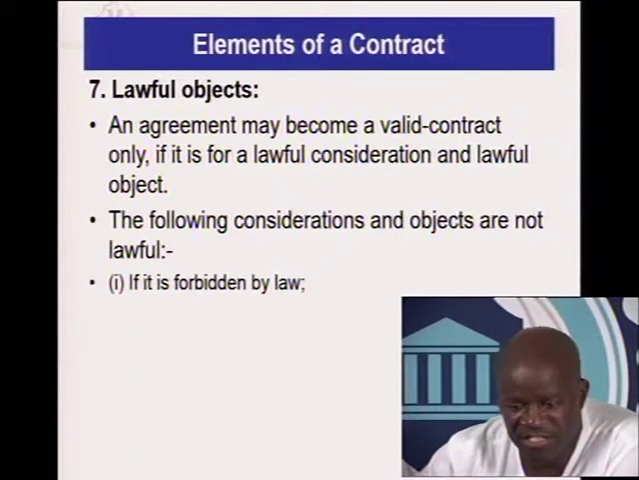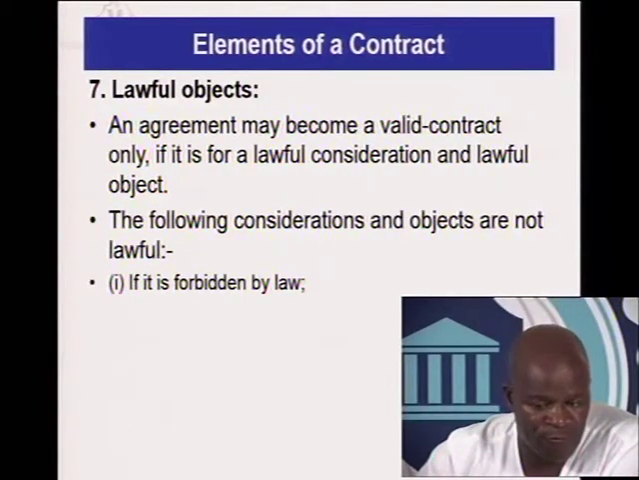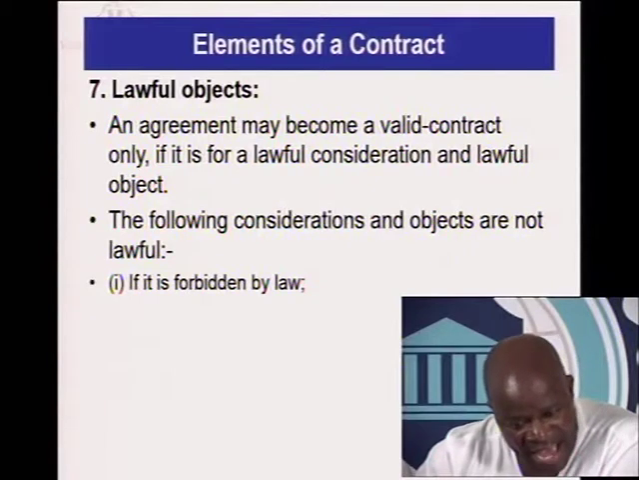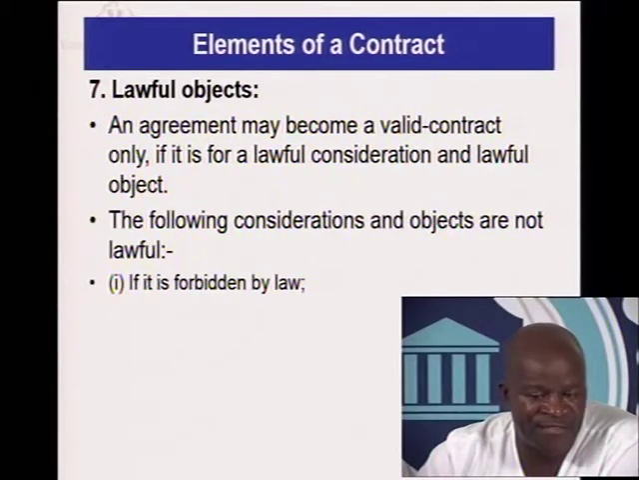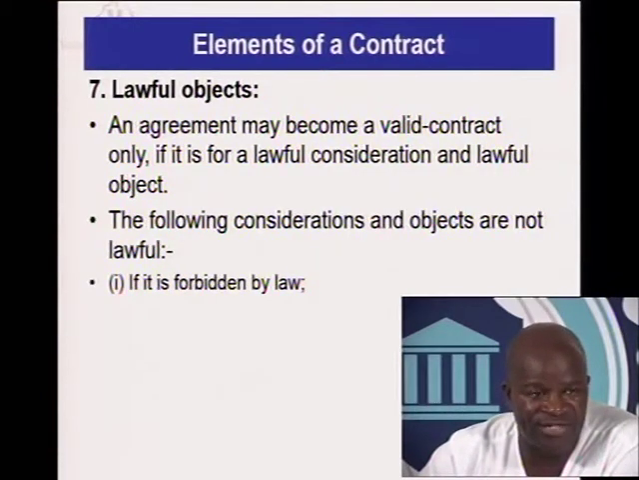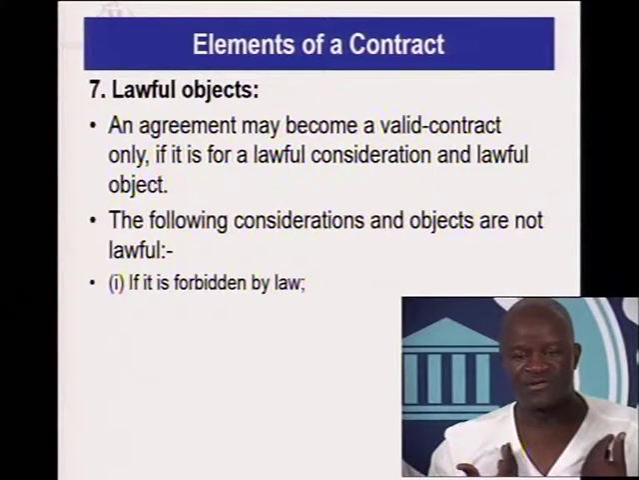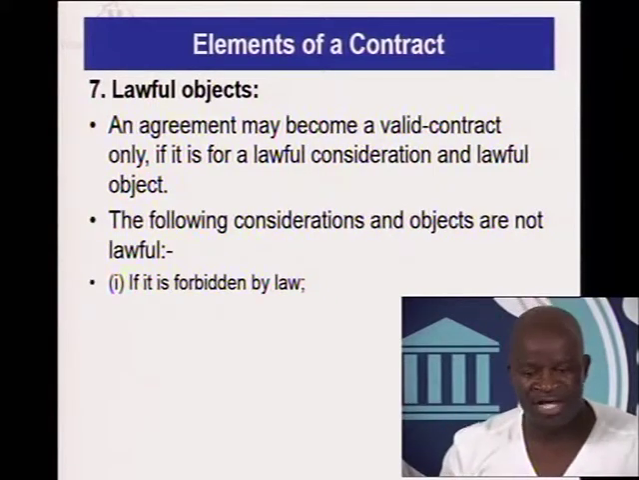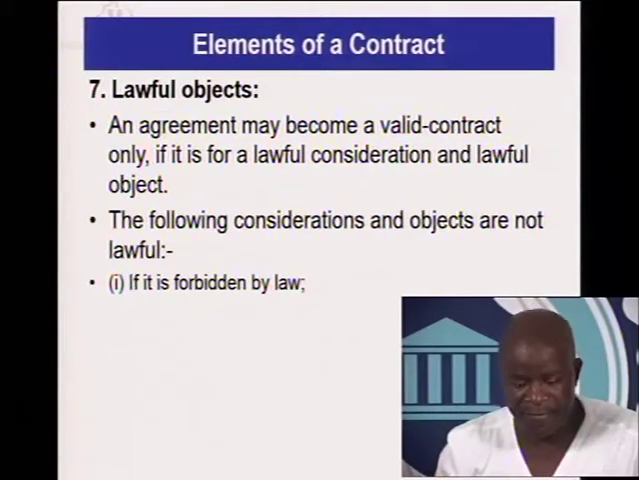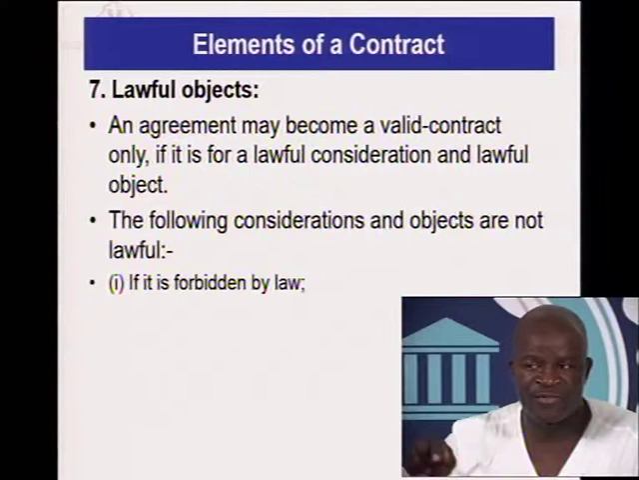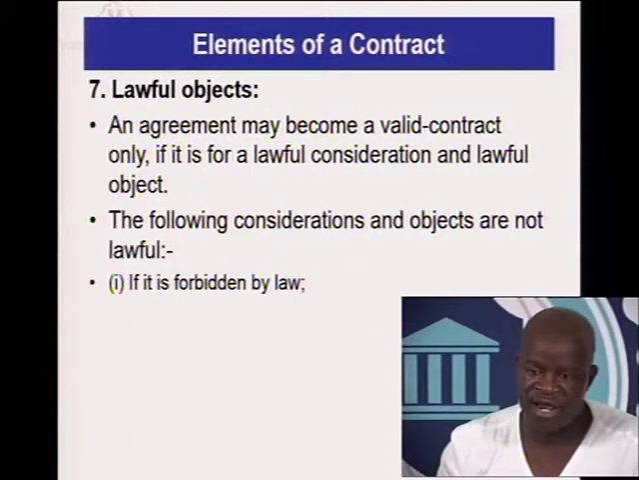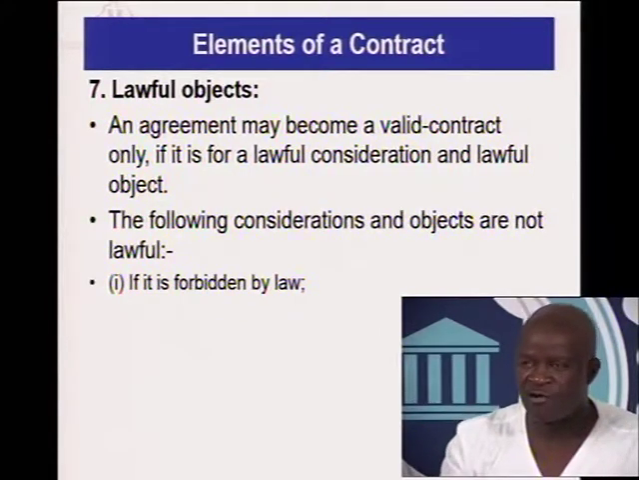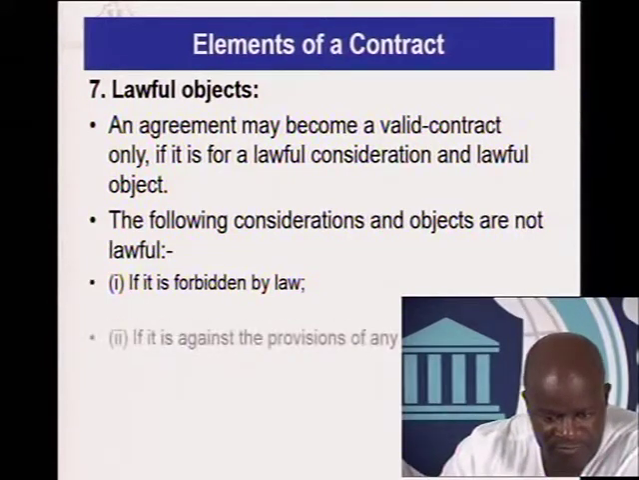The following considerations and objects are not lawful. If the item at the center of the contract is something that is forbidden by law. You cannot enter into a contract and sign a contract that you have assigned me, contracted me to go and murder your husband. Yes, you might have signed it down on paper, but it's not a contract because murder, it's an offense, it's a crime. So it's not a lawful object. It cannot be a contract.